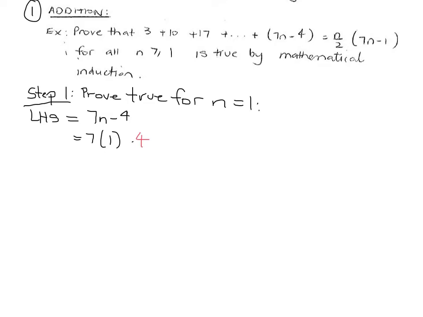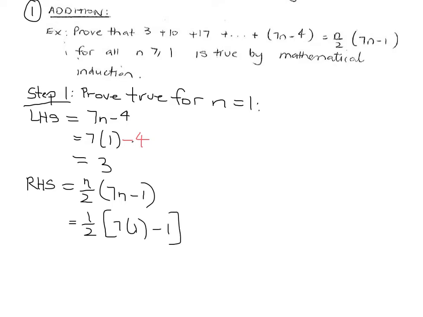Whoops, change colour. Can't figure out how to change that at the moment. Equals 3. Okay, that's the left-hand side, and then sub it into the right-hand side, which is n on 2 into 7n minus 1. So it's a half into 7 times 1 minus 1, which is a half into 6, which is 3, equal to the left-hand side, therefore true for n equals 1.